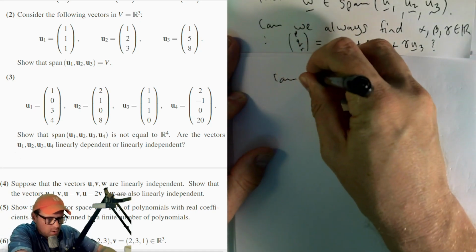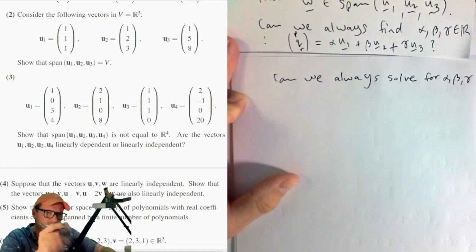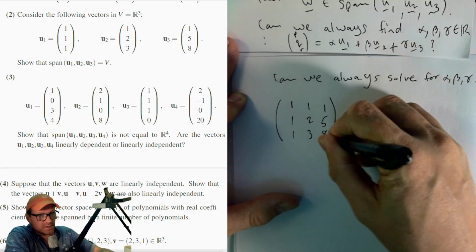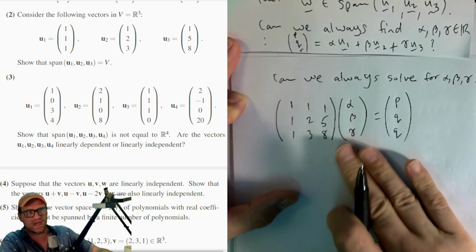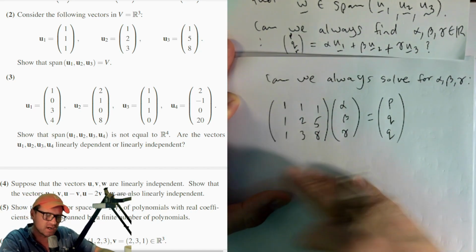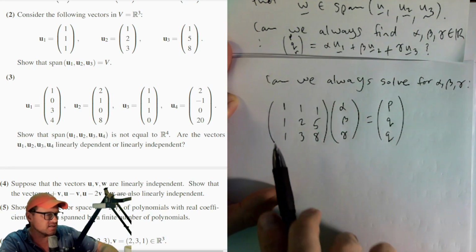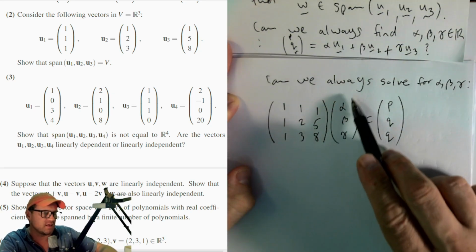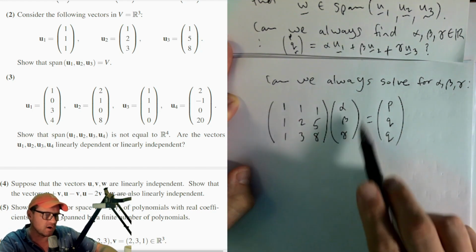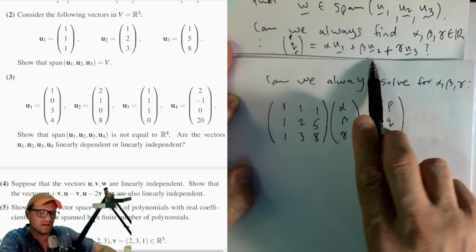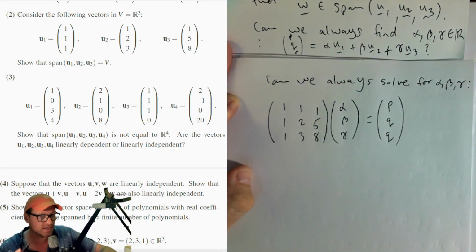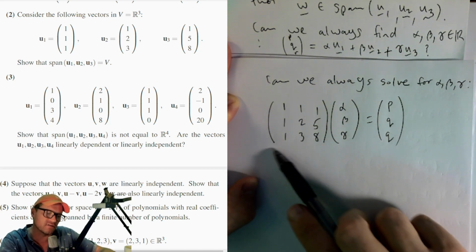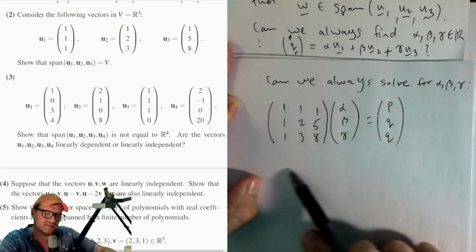So can we always solve for alpha, beta, gamma such that taking these numbers from U1, U2, U3, can we always solve this matrix equation for alpha, beta, gamma, which is the concatenation of U1, U2, U3 here? And then if you actually multiply this out, this is what you get right here. So can you always solve this equation? All right. And so we can always solve this equation whenever this matrix here on the left is invertible.